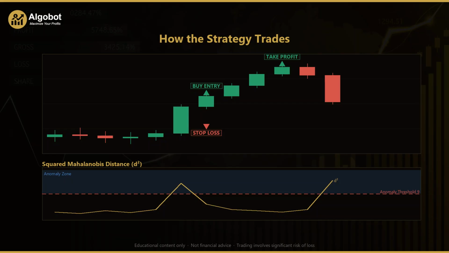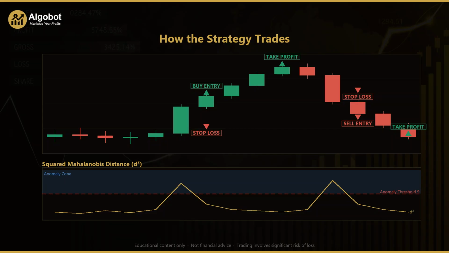Now the market shifts. After the run higher, a candle turns sharply lower on strong participation, closing right down near its low. In the panel, d-squared jumps again, this time to about 14, back into the anomaly zone. This bearish outlier closed hard toward its low with elevated volume, so it passes the filters and arms a short direction. Again, no immediate entry. The strategy waits for the next bar to confirm.